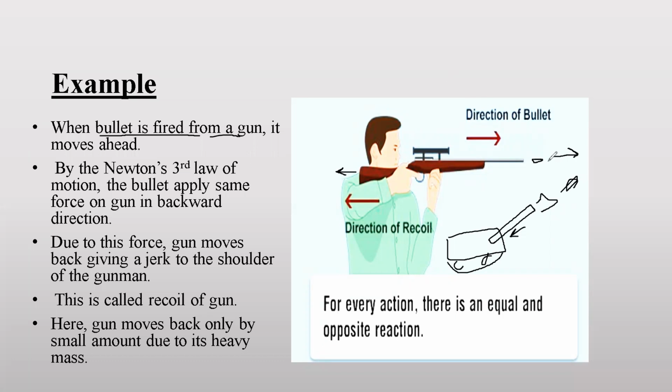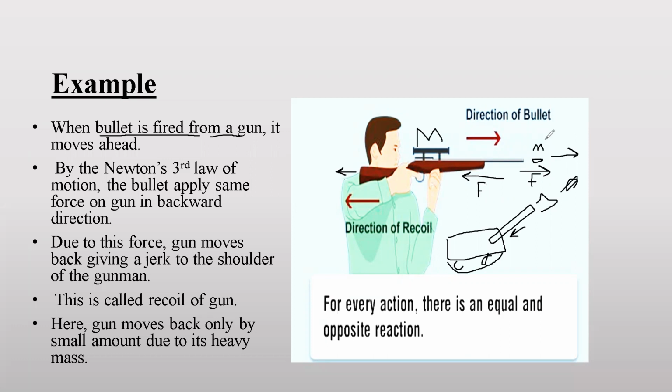Now actually, what happens when a bullet is fired from a gun? We will study the gun and the bullet. We know that the mass of the bullet is less, while the mass of the gun is more compared to the bullet, right? So when a bullet is fired, the bullet experiences a force, and the same amount of force is also applied on the gun, but in the opposite direction.